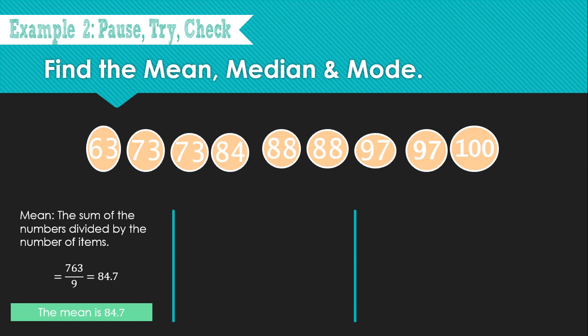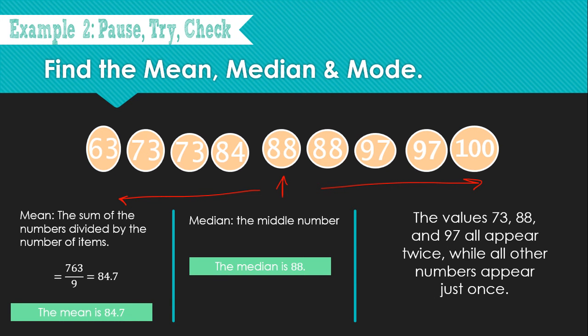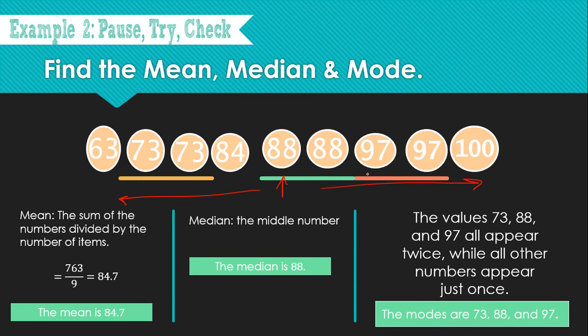That is my mean. My median is that middle number. It happens to be the same middle number this time, okay? The one right here in the middle. I've got 4 below it and 4 above it. And then this time when we're looking for the mode, notice that my numbers here, 73, 88, and 97, they all appear twice. So this means that I have 3 modes because they appear more than the other numbers that only appear once.